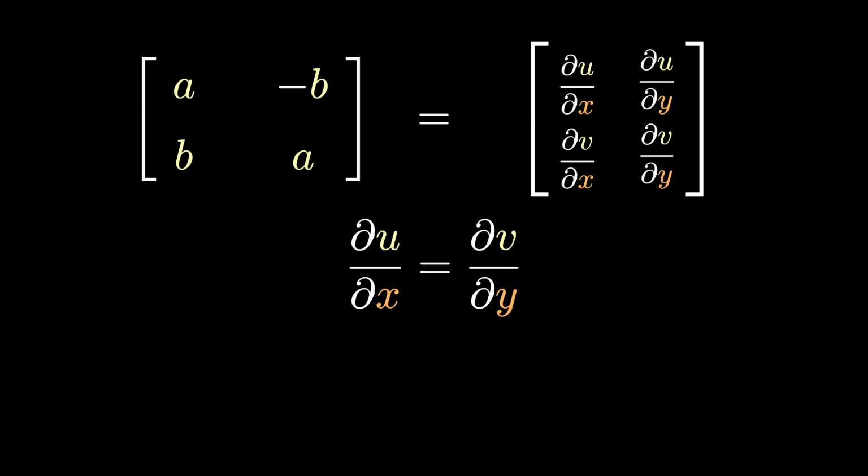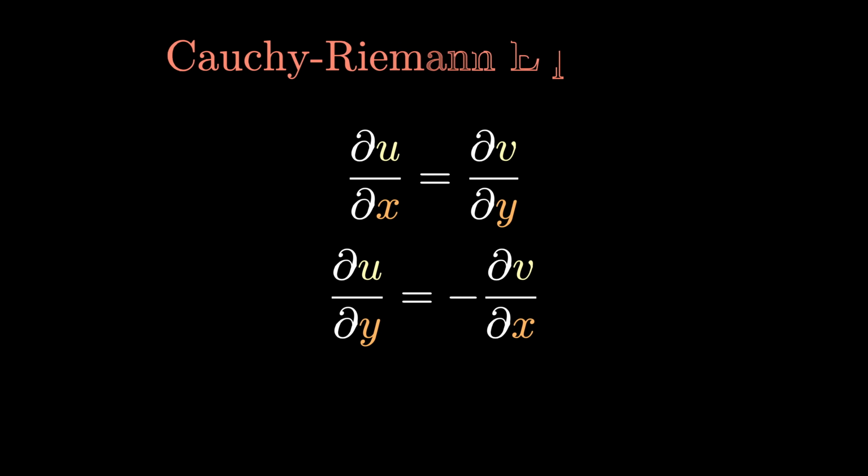Similarly, the top right and the bottom left of the complex multiplication matrix are negative b and b respectively, and so the top right of the Jacobian matrix, the partial derivative of u with respect to y, should be equal to the negative of the bottom left of the Jacobian matrix, the partial derivative of v with respect to x. These are the renowned Cauchy-Riemann equations. We can check if any function is holomorphic or differentiable using these equations. If a function satisfies these equations, it is holomorphic, and vice versa.